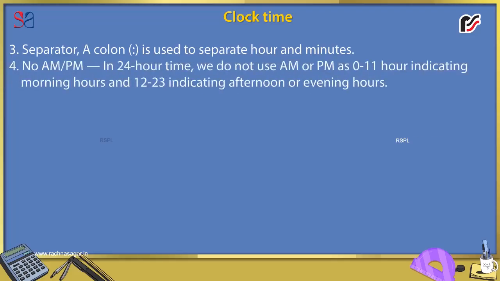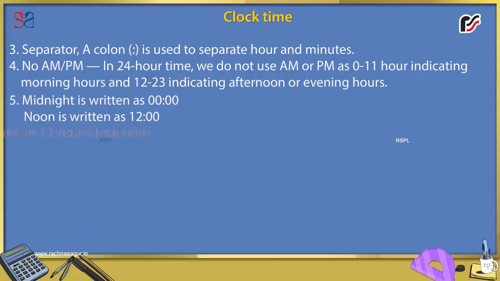Fourth, no AM or PM. In 24-hour time, we do not use AM or PM, as 0 to 11 hours indicate morning hours and 12 to 24 indicate afternoon or evening hours. Fifth, midnight is written as 00:00. Noon is written as 12:00.